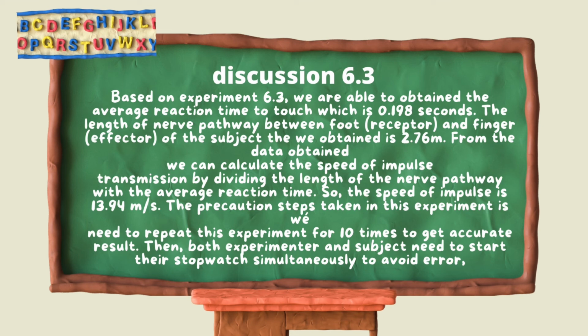The precaution steps taken in this experiment are that we need to repeat this experiment 10 times to get accurate results. Then, both experimenter and subject need to start the stopwatch simultaneously to avoid error.